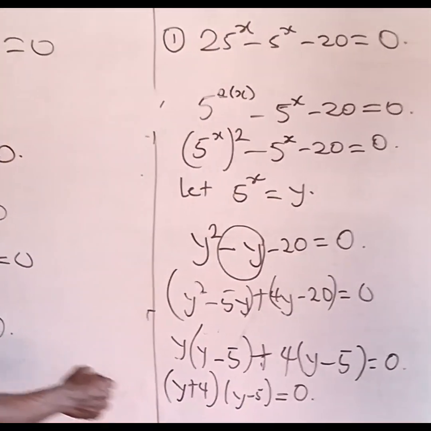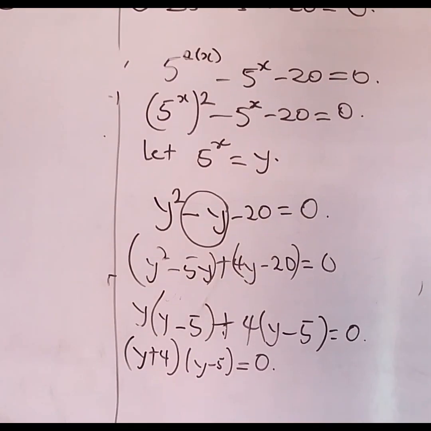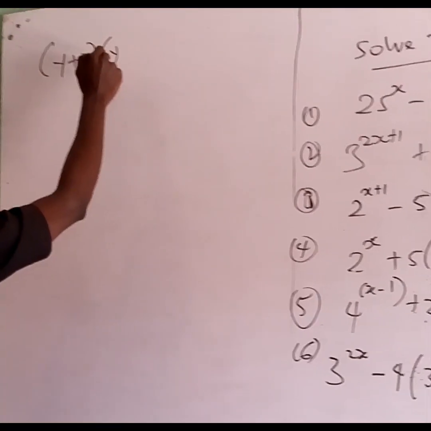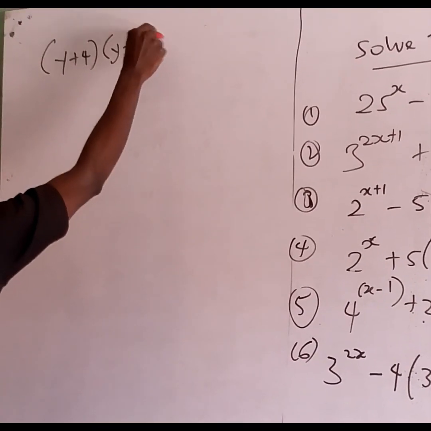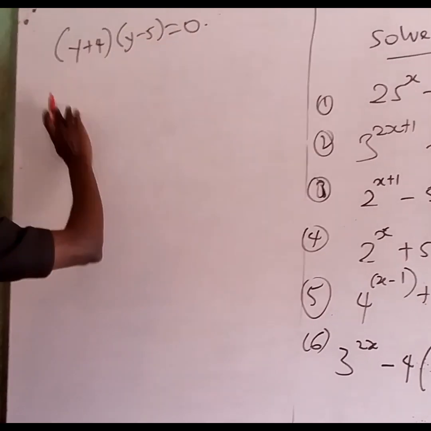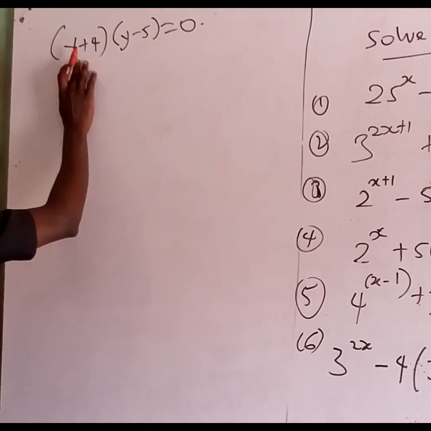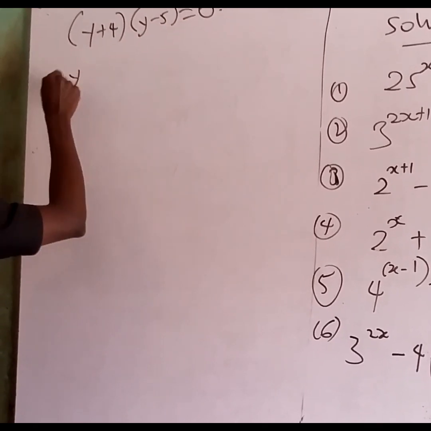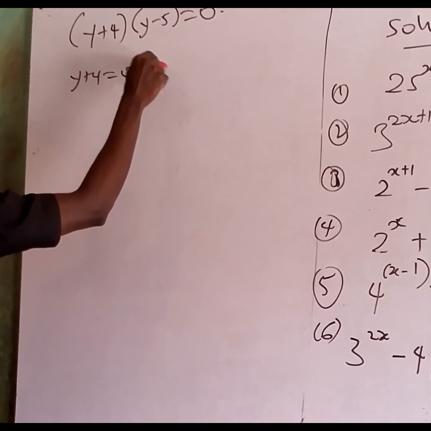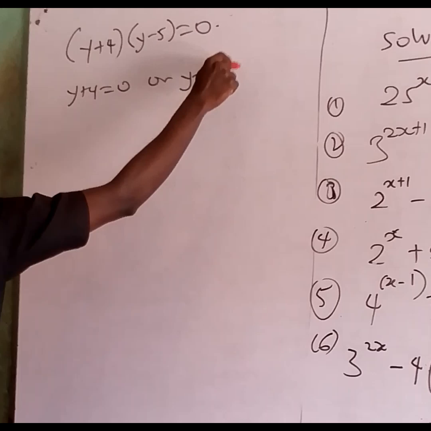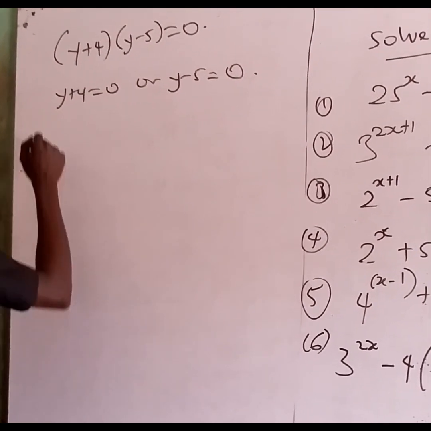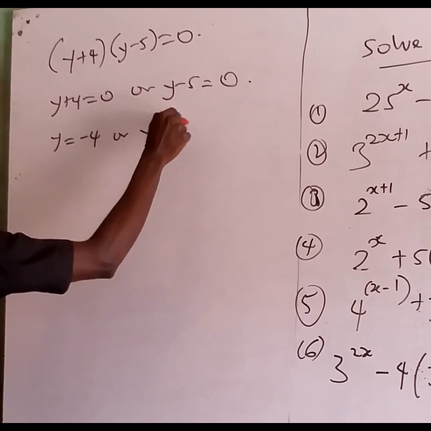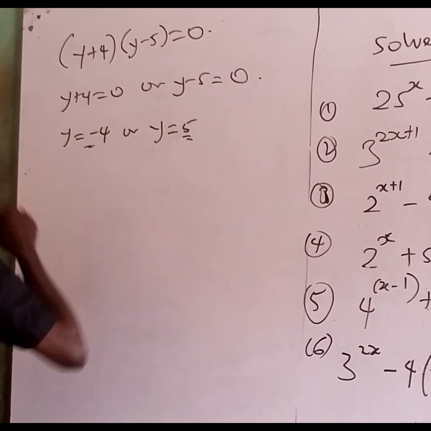So now we say (y plus 4)(y minus 5) equal to 0. You say this equal to 0 or this equal to 0. So y plus 4 equal to 0 or y minus 5 equal to 0. So y will give you minus 4 or y equal to 5. This is the value of y.